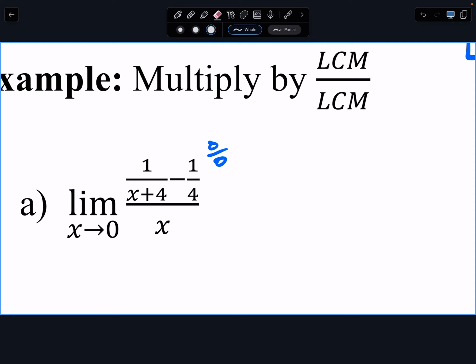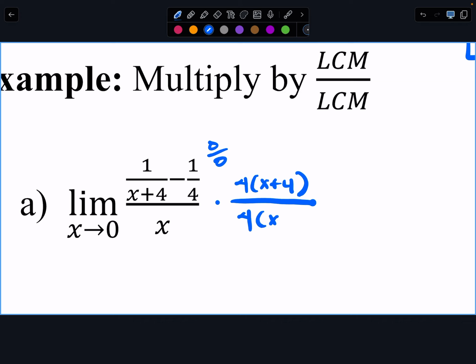So, looking at the denominators of the complex fractions, 4 and the quantity x plus 4, the least or the smallest common multiple of 4 and x plus 4 would be x plus 4 times 4, which we're going to leave in factored form. So that means that we're going to multiply by 4 times x plus 4 over 4 times x plus 4.